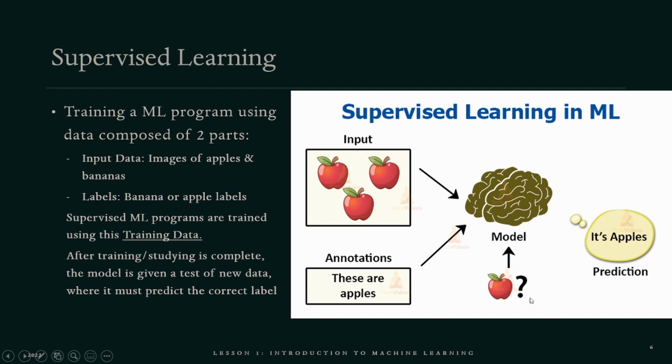So after the model has done a good job studying and learning and training itself to recognize what is an apple, you will give it an image.